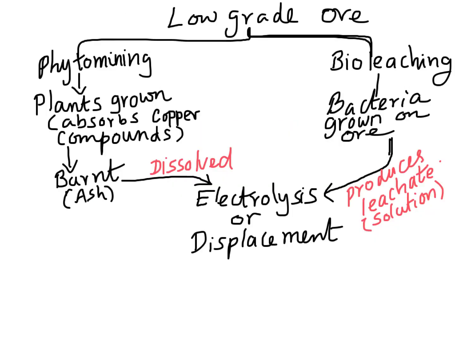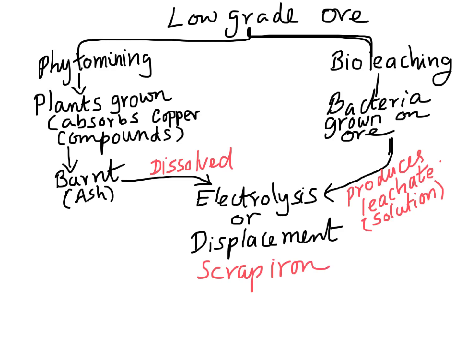Now let's have a look at what exactly you need to remember for the exams, and this is a summary of what you should be able to say. Over here you've got the low-grade ore. There are two ways of extracting copper from low-grade ores. One is phytomining. Plants are grown on the low-grade ores, which absorb copper compounds into the plants. Then the plants are harvested, dried and burnt. Ash is produced, and you dissolve the ash to make solutions that contain copper ions. From the solution you can extract copper by electrolysis or by displacement with scrap iron.